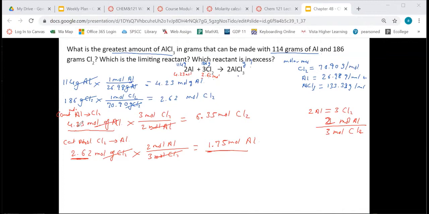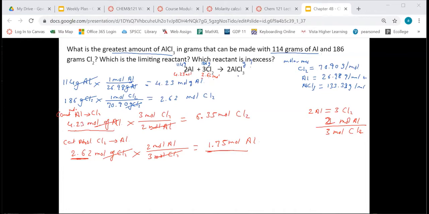So let's go back again. So this much of aluminum is here. With this much of aluminum, it needs 6.35 mole of chlorine. Do we have that much of chlorine? No, I mean, not give, I mean needs, okay? Sorry, I was saying give. It's needs, correct? That's why you got confused. Sorry about that.